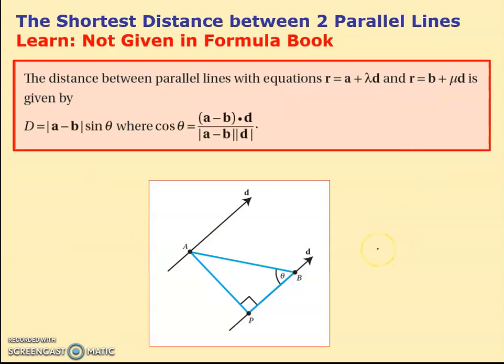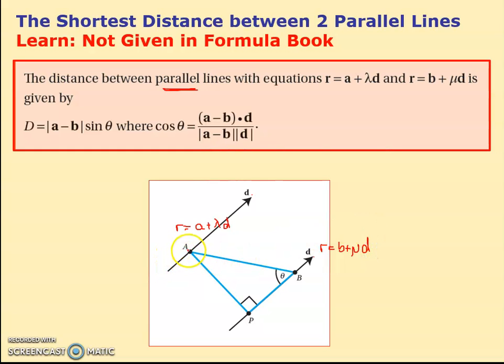Now I should point out that I'm going to save this one for the lesson, and that's because it's not actually in the formula book, and it's quite a long-winded procedure. You'll notice something here. We'd use this when we've got the distance between two parallel lines. So we've got parallel lines, obviously the direction of them is presumably the same, otherwise they're not parallel. And it's written then r is a plus lambda d. So because I've got an a here, this is my a plus lambda d. And my second line is also with a d, it's r equals b plus mu d.